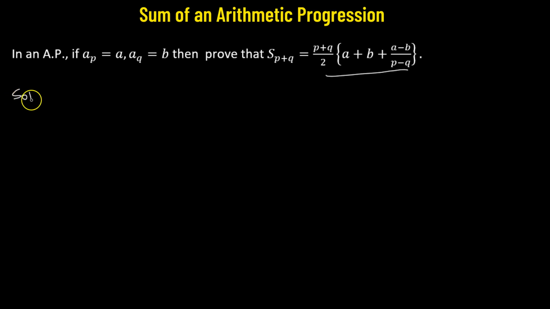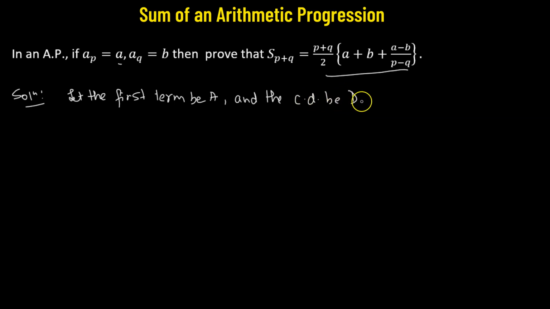So let's begin. First we'll have to specify the first term and the common difference. Let the first term be represented by the letter A in uppercase, because we already have the letter a in lowercase used up. And the common difference we'll represent by the letter D, also in uppercase. Now we know that the nth term of an arithmetic progression is given by A plus n minus 1 times the common difference D.